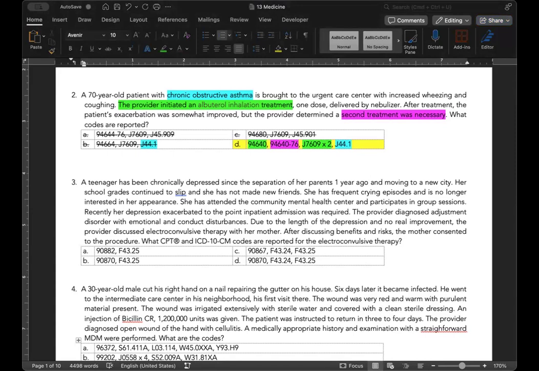Recently, her depression exacerbated to the point that inpatient admission was required. The provider diagnosed adjustment disorder with emotional and conduct disturbances. Due to the length of the depression and no real improvement, the provider discussed electroconvulsive therapy with her mother. After discussing benefits and risks, the mother consented to the procedure.